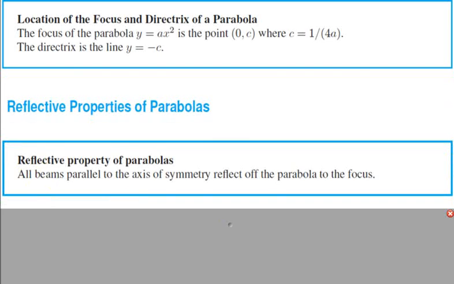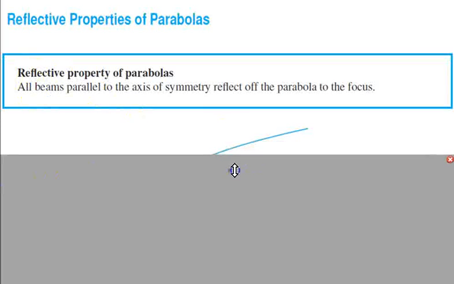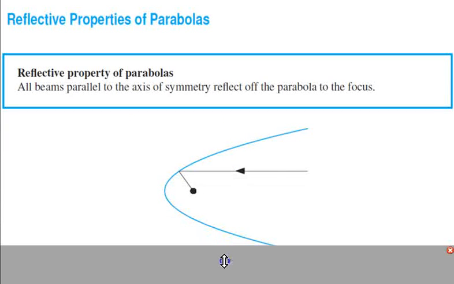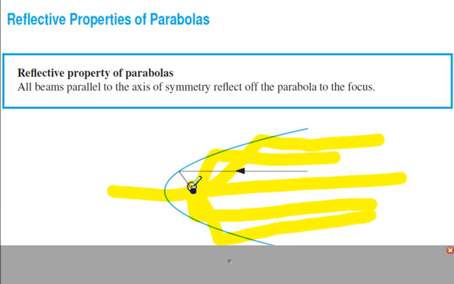Just like other conic sections, parabolas have reflective properties. It says all beams parallel to the axis of symmetry reflect off the parabola to the focus. So if I have a beam of light that's parallel to the axis of symmetry, then whenever I shoot it at the parabola, inside the parabola, it's going to bounce off and hit directly at the focus. So every single ray that I do that's parallel is going to bounce off the parabola and hit directly at the focus point. Okay.